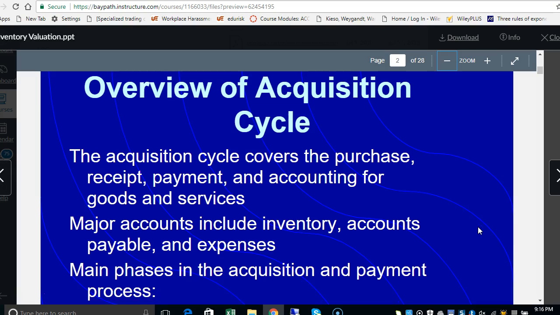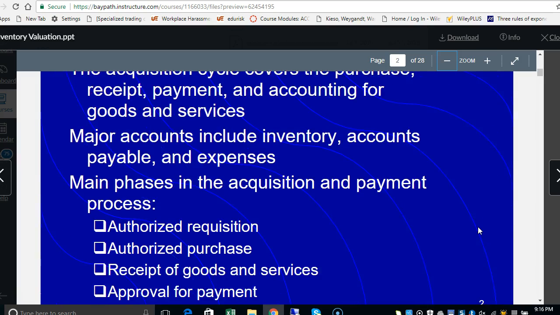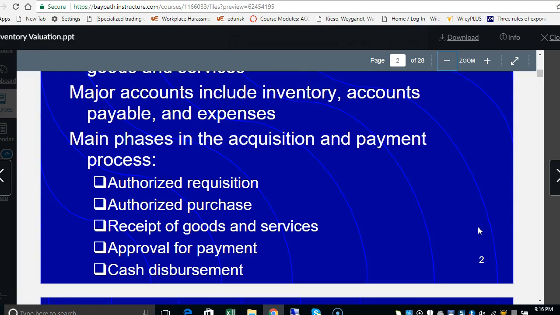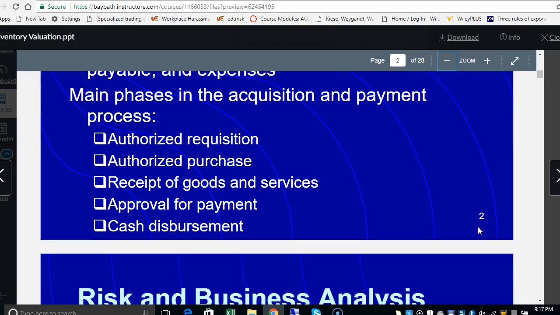So what is the acquisition cycle? It covers the purchase, receipt, payment, and accounting for goods and services, which may include other things other than inventory, such as office supplies and so on. But the major accounts emphasized here are the inventory, accounts payable, and related expenses. The main phases in the acquiring and payment process are how the authorized requisition is handled, authorized purchases, how we receive goods and services into our accounting system, the approval process for payment, and the cash disbursement.